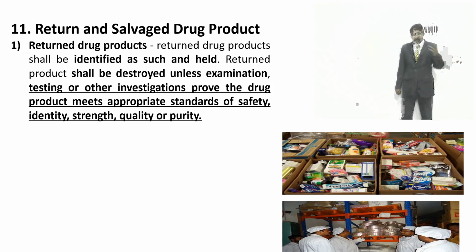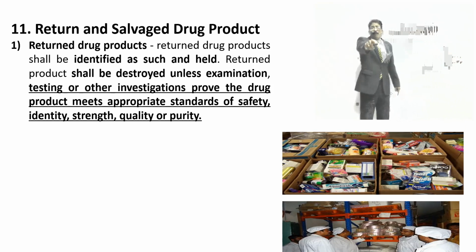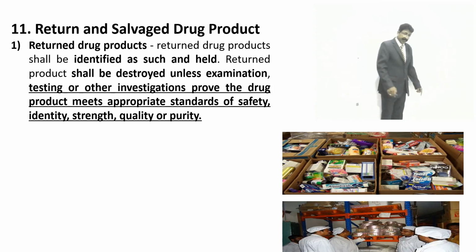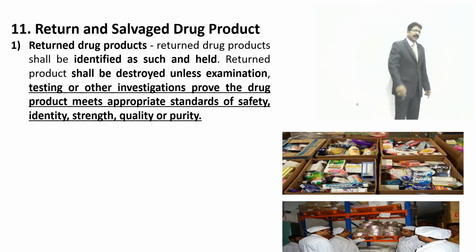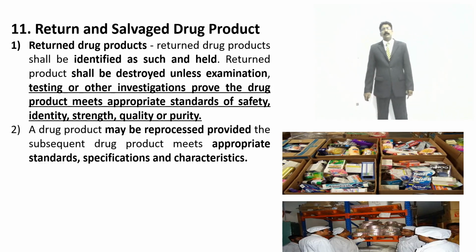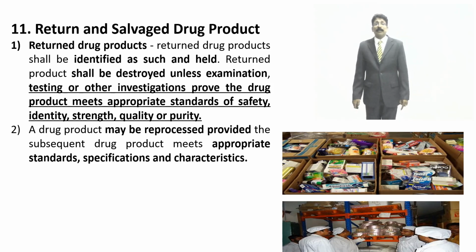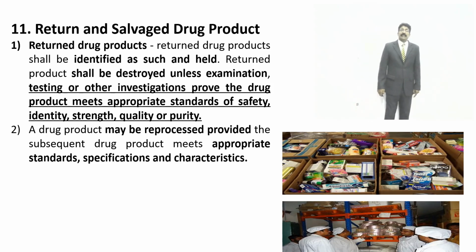A separate storage area should be provided. It should not be mixed up with the product which was initially taken away from the market. It should be kept as a separate quarantine area. A drug product may be reprocessed, as I told you, provided the subsequent drug product meets the appropriate standard, specification and characteristics.